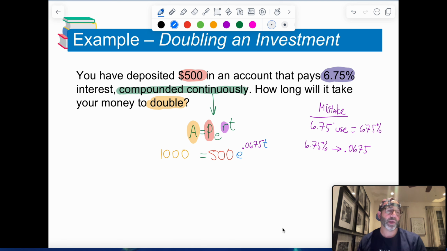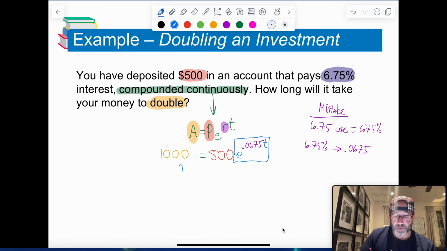So standard protocol for all these problems is that we're going to isolate this portion first so that we can go ahead and solve for t. If I divide both sides by 500 to get rid of that quantity that's right there, that's going to leave me with a 2. That should make sense since we said we doubled. And we're going to have e to the 0.0675t.